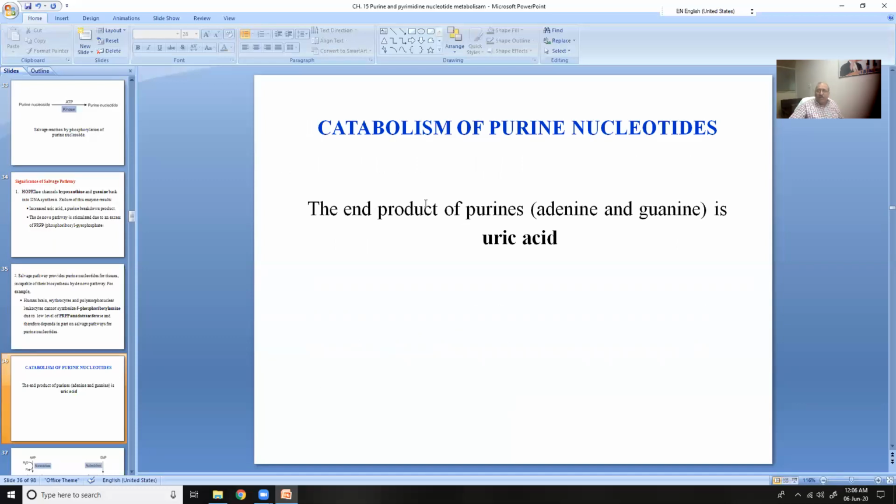The end product of purines, adenine and guanine, is uric acid.